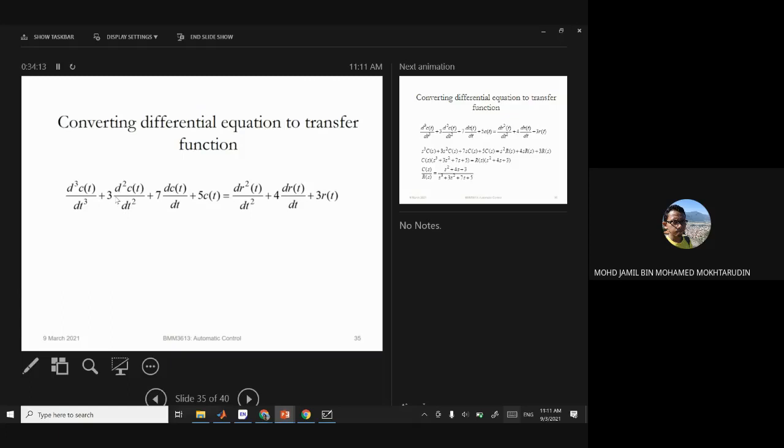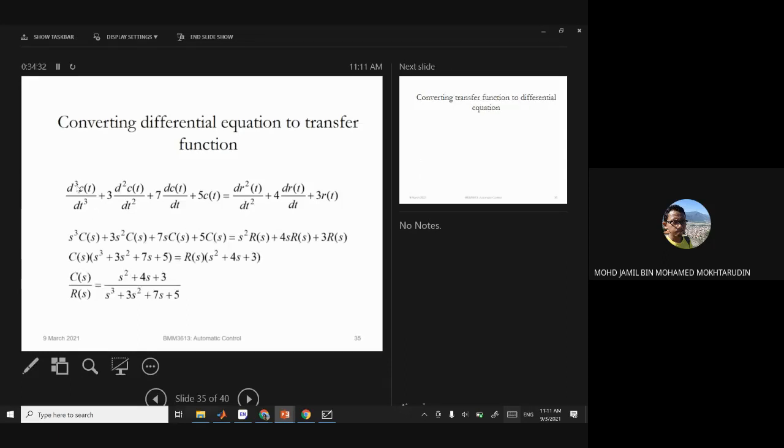So let's say you have this equation. This part is in terms of C, and this part here is in terms of R. So how do you want to separate them? Separate the input and output. So the first thing that you need to do is you use Laplace transform.